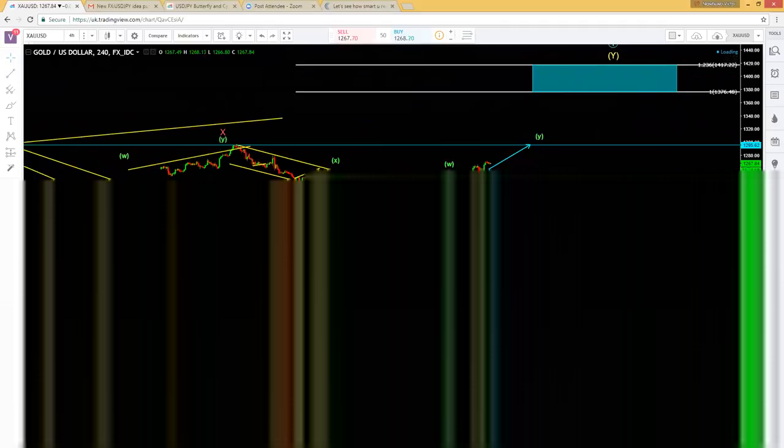So this is the analysis that I've got on US dollar. I'm going to go lower on the hourly and just look at that. We haven't been taking a lot of trades even in our group in the last week. But sometimes having no position is better than having a losing trade.